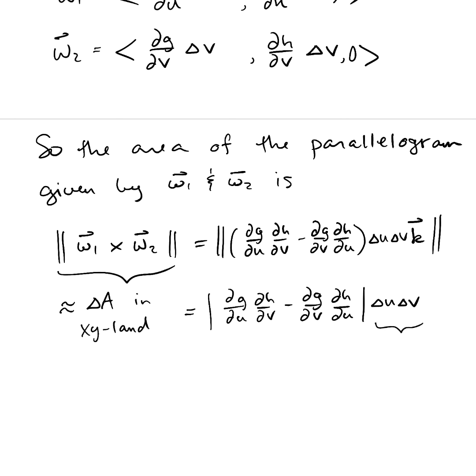Now that little piece right there, delta U, delta V, where is that? That's delta A in UV land. Those are the dimensions of the little red patch. And that piece is somehow the correction factor. So the area of the patch in XY land is not literally equal to the area of the patch in UV land. It's this weird thing with partial derivatives times the area of the patch in UV land.